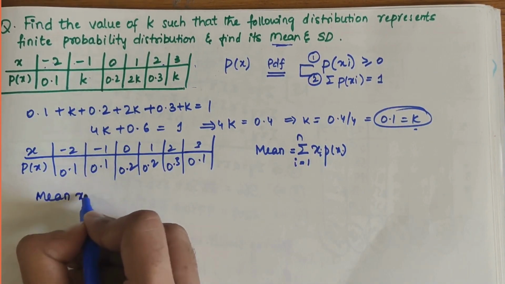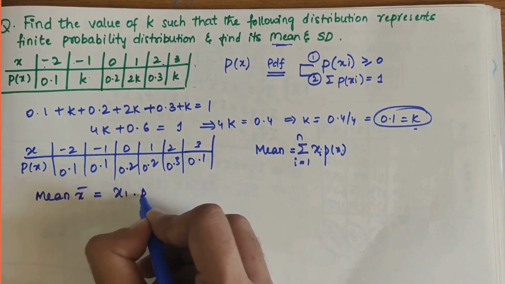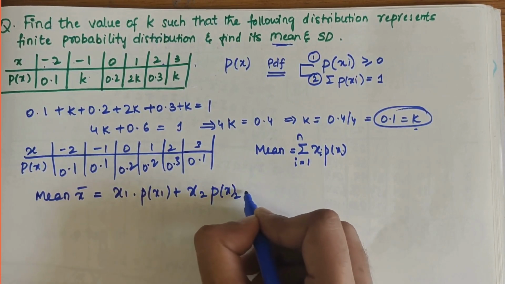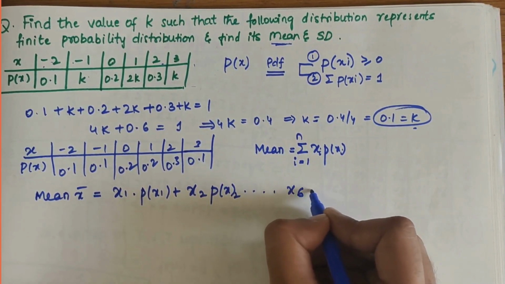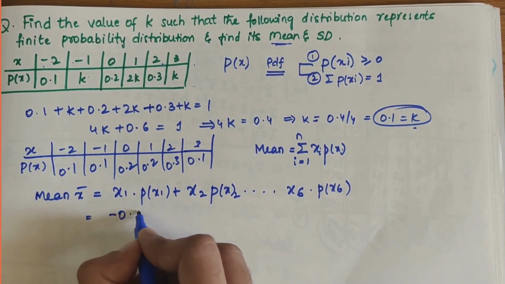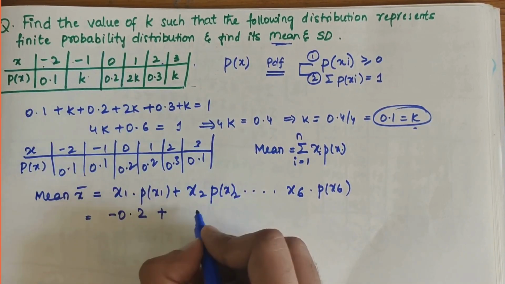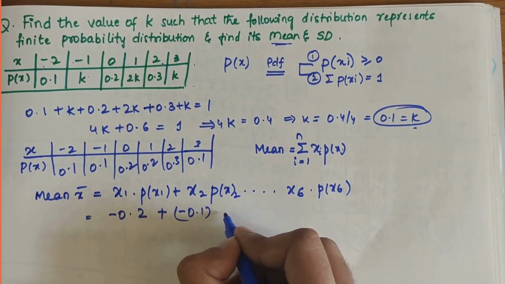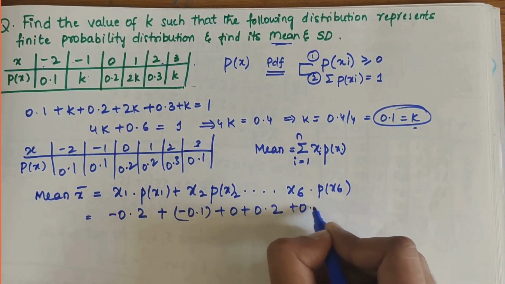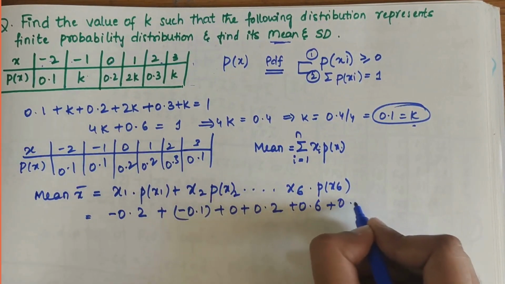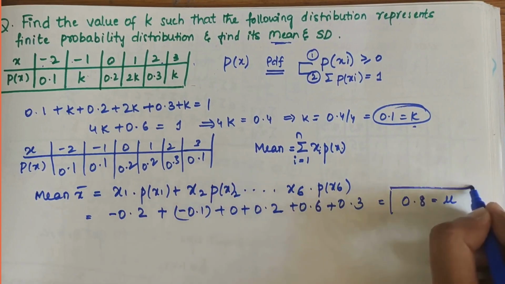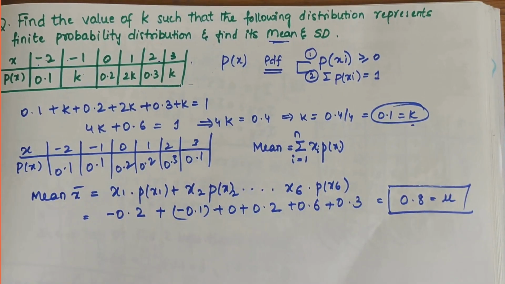So mean x bar is equal to x1 into p of x1 plus x2 into p of x2, like that up to x6 into p of x6. So if you add minus 0.2 plus minus 0.1 plus 0 plus 0.2 plus 0.6 plus 0.3, you get the value 0.8, that is mu or x bar. So you have found the value of the mean.